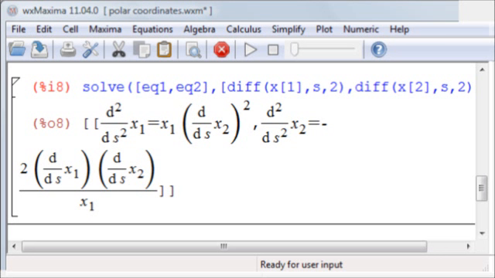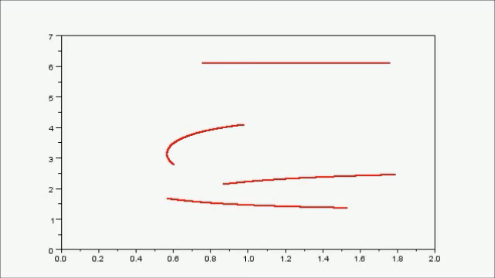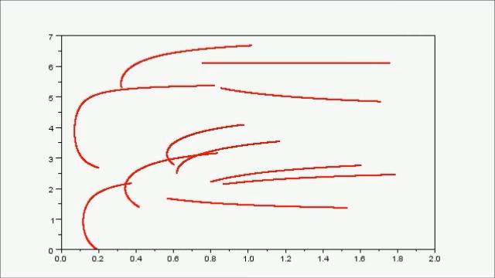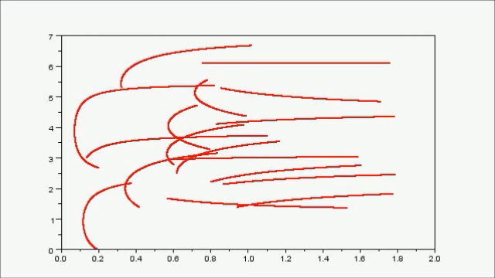There's my x1 double dot, or second derivative of x1 with respect to s squared. It's x1 times the square of x2 dot, and the x2 double dot is minus 2 x1 dot x2 dot over x1. That's where those equations came from. So now I'm going to tell the computer to just select some random values for x1 and x2 and some random directions to start off in, and then just to solve those equations that we just got numerically. So here it goes, and supposedly all these red curves are lines, and in fact, they are.